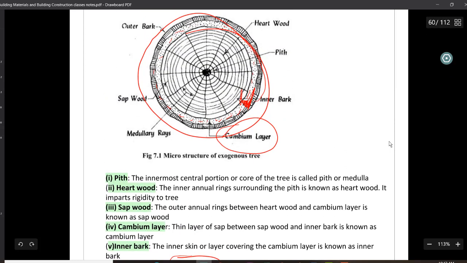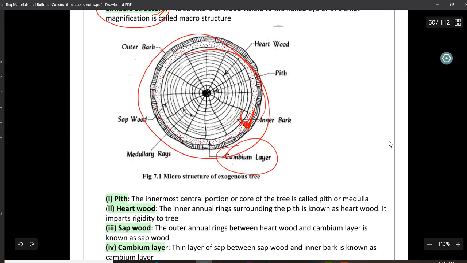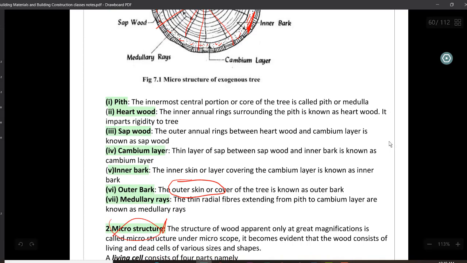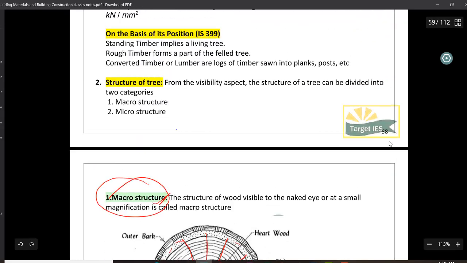And next, one of the most important things is medullary rays. What are these medullary rays? See, there will be some rays passing through the pith to the outside portion of my wood. That I am calling medullary rays. Done. So this is about macrostructure.